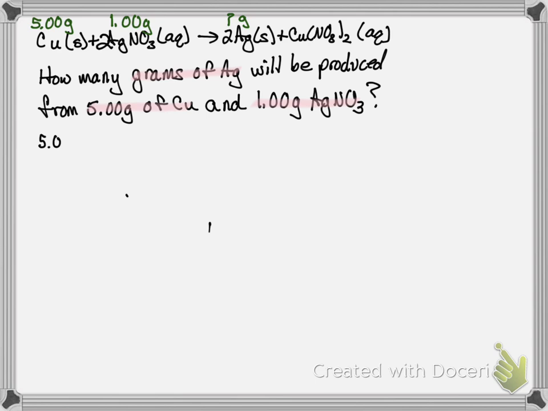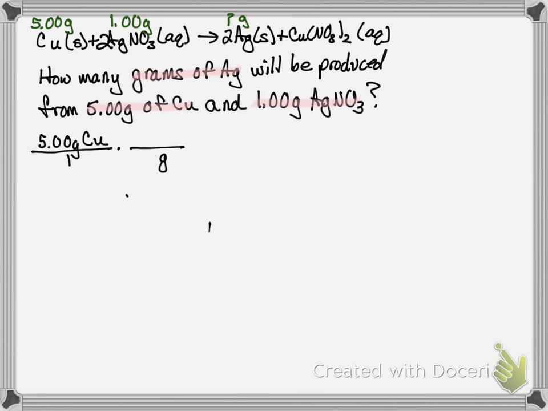So now we can see that we have 2 possible starting points. We have 2 pieces of given information, and we need to consider those separately. We want to know how many grams of silver are going to be produced, but we don't know which reactant will run out first, or whether we have them in exact stoichiometric amounts, which means they both run out at the same time. Unusual, but possible. So we're going to start off with our 5 grams of copper. That's our first starting point.